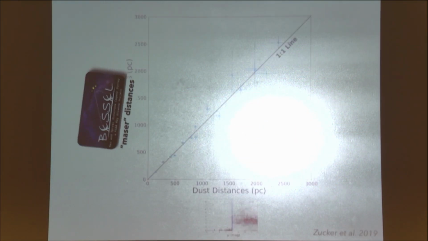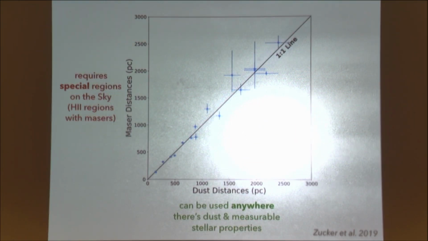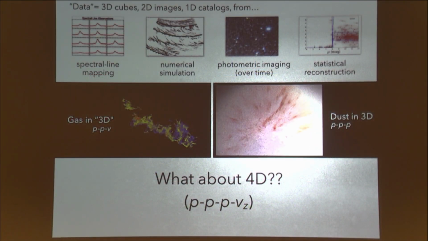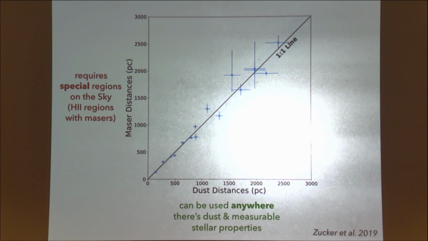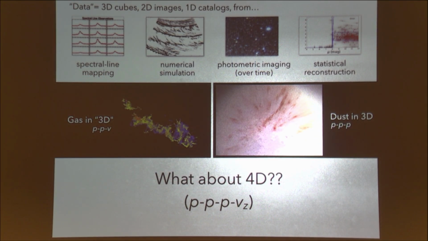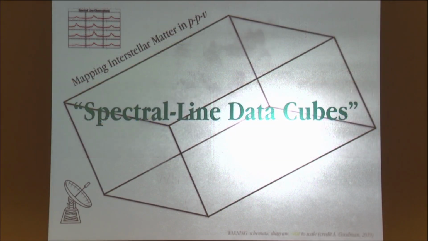So I don't need to show you this again, but we'll just flash through it. And what I wanted to say is that the masers require there to be masers on this. So the maser is an uncommon phenomenon, whereas dust is a very common phenomenon. So this dust mapping, dust distance mapping, is extraordinarily useful because you can use it anywhere. Okay? So the last thing I wanted to say is just, what about 4D?